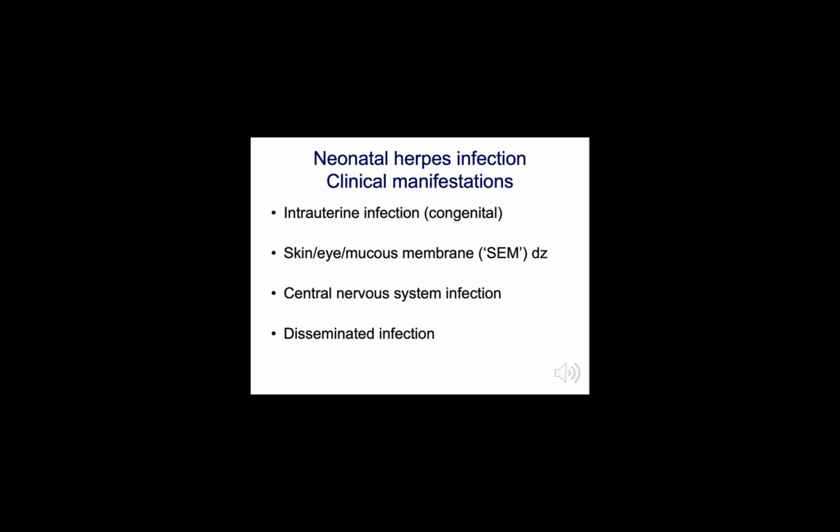The other clinical manifestations, 3 different ones I've listed here, that you see among infants who acquire herpes after birth or during birth and after, can be grouped as involvement of the skin, eye, and mucous membranes, or SEM disease, involvement of the central nervous system, or CNS infection, and then disseminated infection, which means infection that involves multiple organ systems in the body, for example, the liver and the lungs. That is the most serious and has the highest case fatality rate.